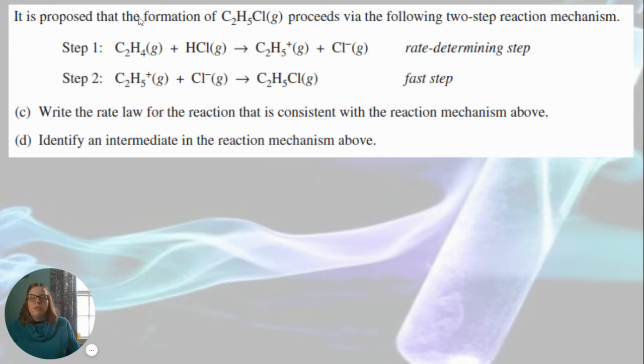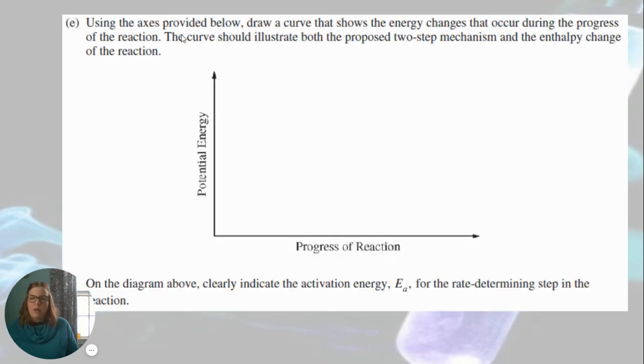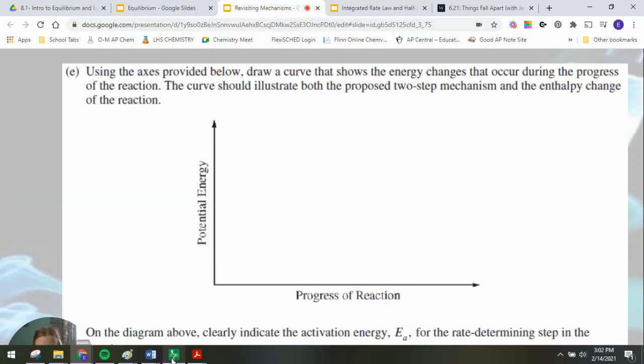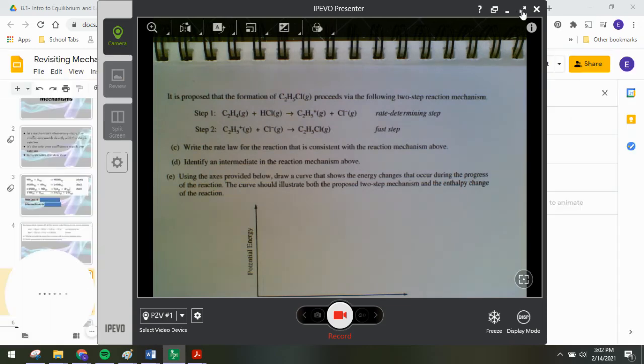and that's going to be important for our graph that's coming up. So if you look at this first part here, it says it's proposed about the formation of this 2-step mechanism, and it gives you 2 steps. It tells you the first step is our slow step, then it asks us to write the rate law and identify an intermediate. And then we are going to draw a curve that shows the energy changes during the reaction. And then we're going to indicate the activation energy. So you guys can probably predict. I'm going to get my camera up here and then we'll dig into this.